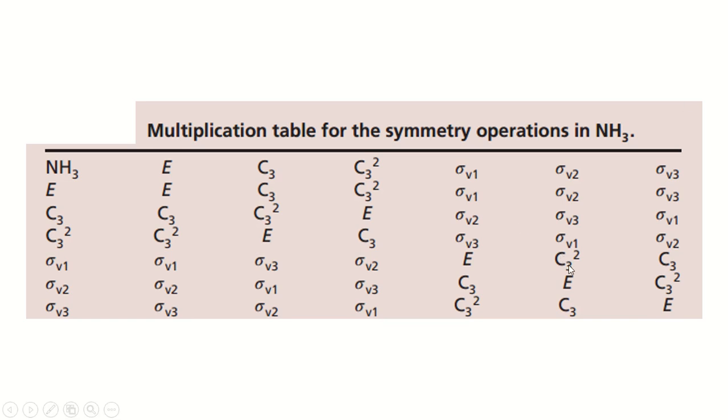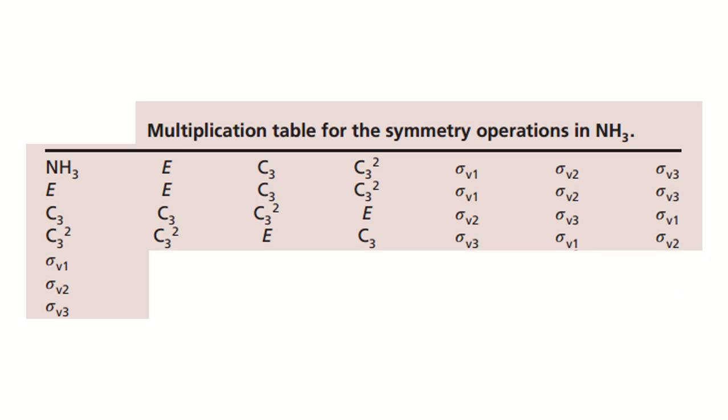Again, what happens if we apply sigma V1 and sigma V3? We will get the C3 rotation. After getting all this, we need to apply the fifth symmetry operation of this ammonia molecule, written in the column, with the different symmetry operations in the row. One by one we have to multiply all of them. Sigma V2 with E, the resultant is sigma V2.